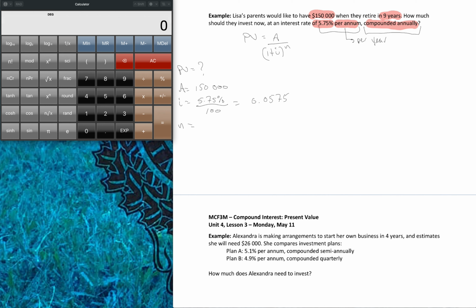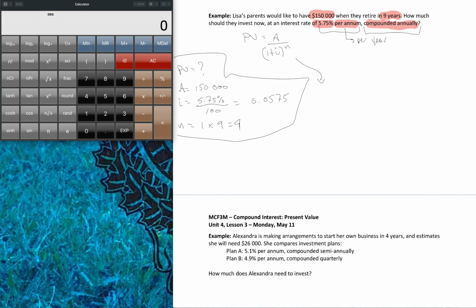It's just a fancy way of saying per year, and it's compounded annually. So they're only earning that 5.75% once per year. So the number of compounding periods is going to be the 1 time per year that they're getting it times the 9 years that it's in there. So 9. Now you can just make these substitutions into your equation, and it's going to spit out how much they have to invest now in order to reach $150,000 under these conditions, so 9 years and 5.75% interest.